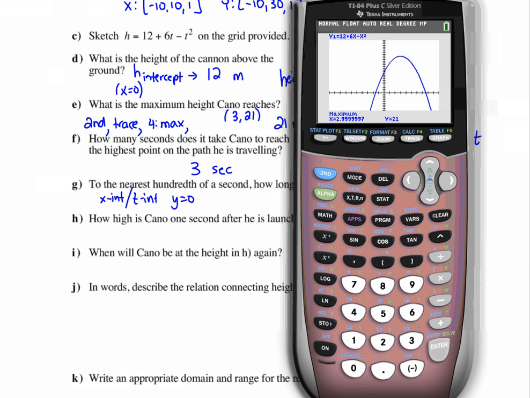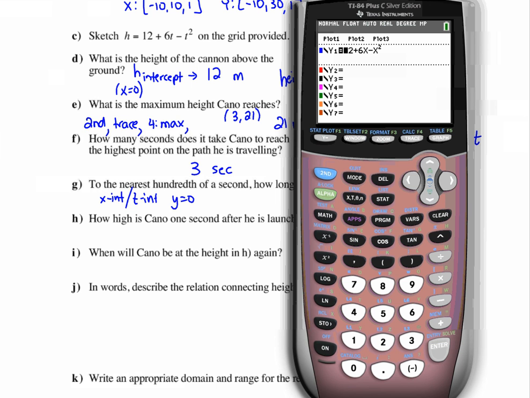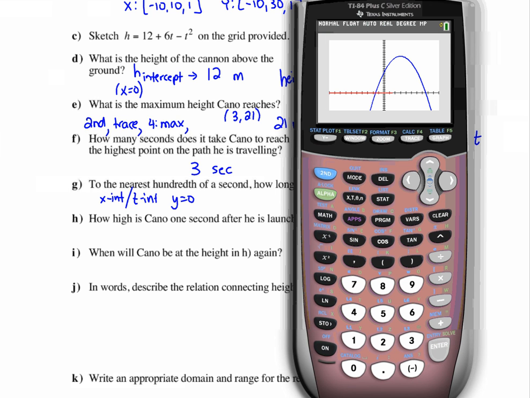Before you can go second trace, go to Y equals, y2 is 0. Graph it. And now, which one do you want? The one on the left or the right? The one on the right. Okay, this one. Because does negative time exist? No. So we don't even need that one.